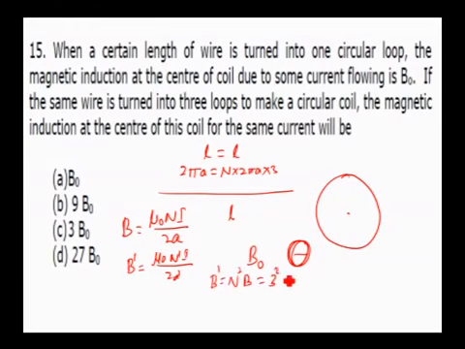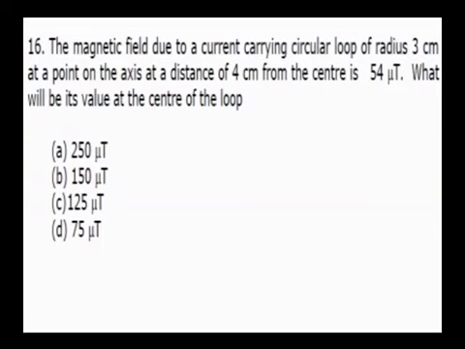Okay, we'll move to the next question. That is question number 16. See, in this question it is given that the magnetic field due to a current carrying circular loop of radius 3 cm at a point on the axis at a distance of 4 cm is 54 microtesla. What will be its value at the center of the loop?